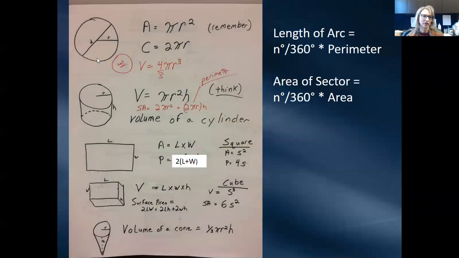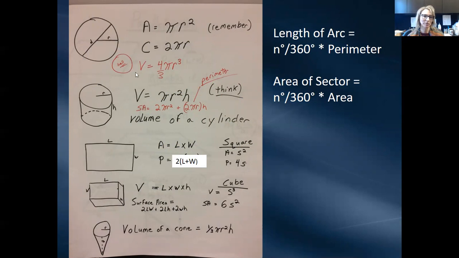So the area of a circle is pi times the radius squared. And the radius is this length. This length is the diameter. So that's just a little vocab review. And the circumference is equal to 2 pi r, or pi times the diameter, whichever way you want to think of it. So these you do have to memorize.